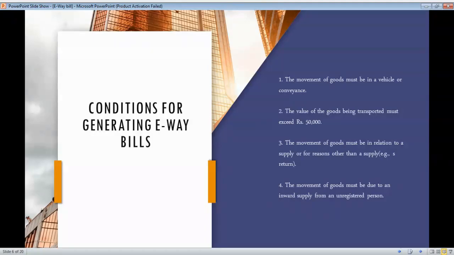For example, a registered clothing retailer, the consignor, ships a consignment of clothes worth 60,000 to a customer, the consignee, in another city. Since the consignment value exceeds the threshold limit of 50,000, the retailer must generate an e-way bill. This is how the threshold value is one of the conditions for generating an e-way bill.